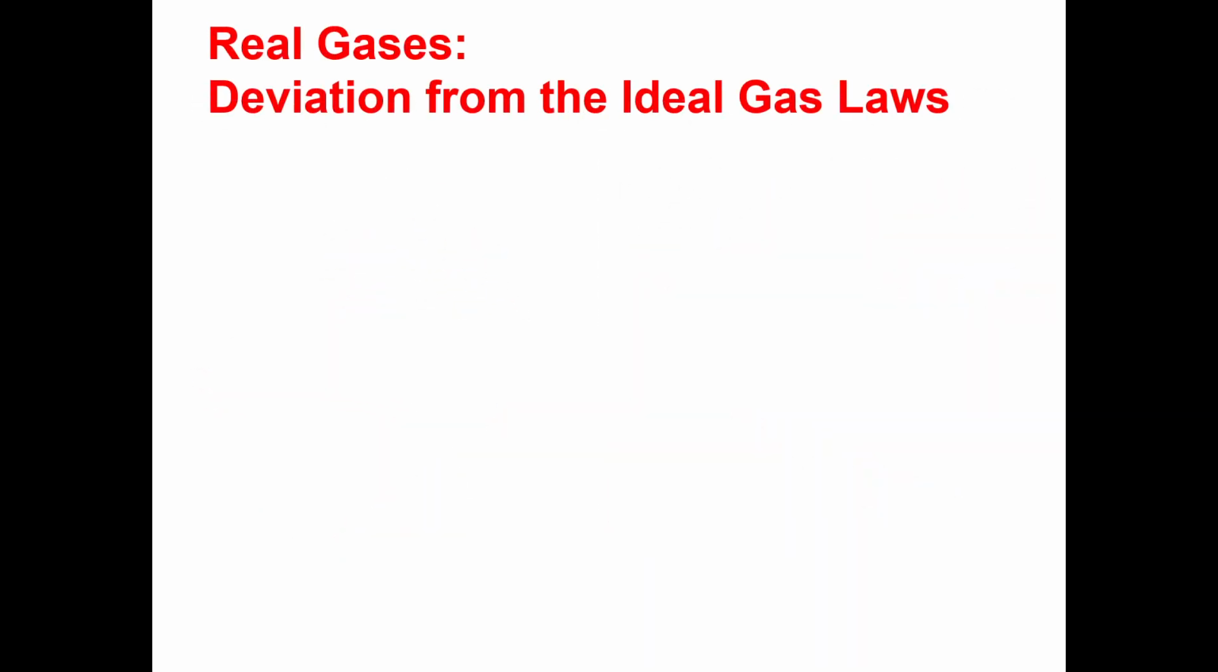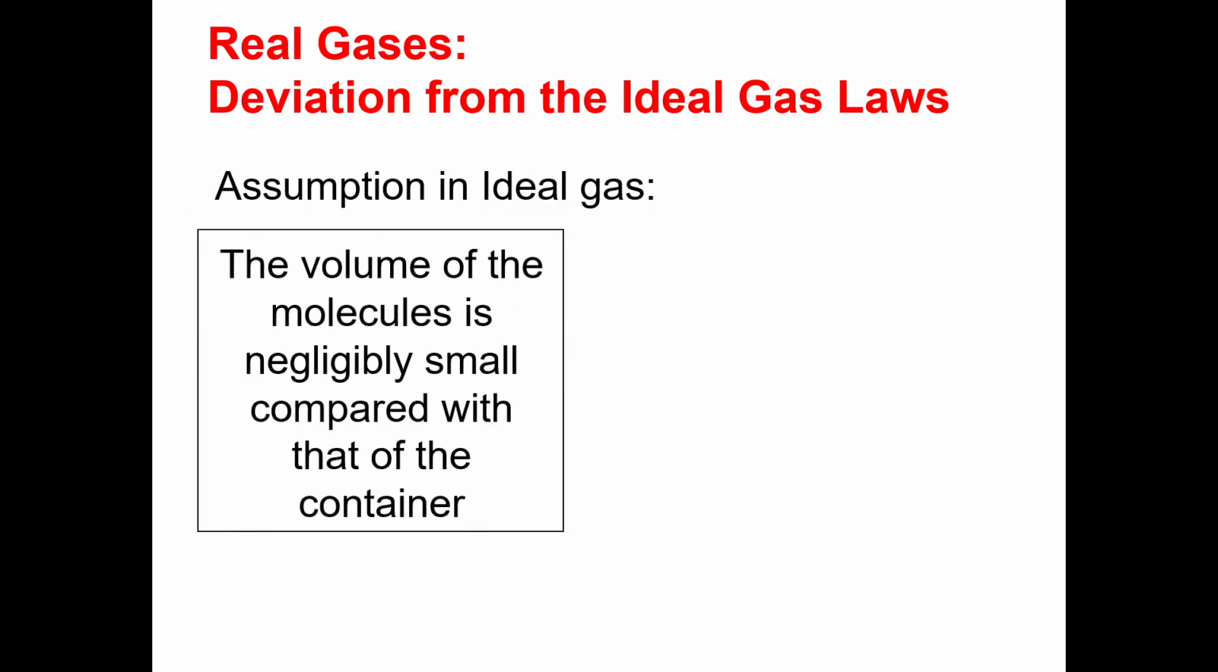Okay, now we go to the deviation. What causes the real gas, as in the reality? So the assumption that we made in ideal gas refers to the kinetic molecular theory of gas. The volume of gas is very small compared to the volume of the container. Like we have a big container, and in that container we have gas.